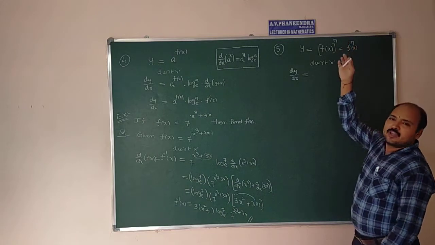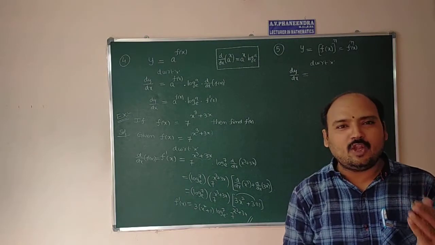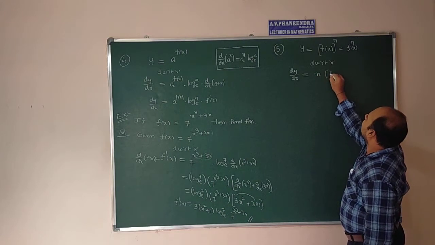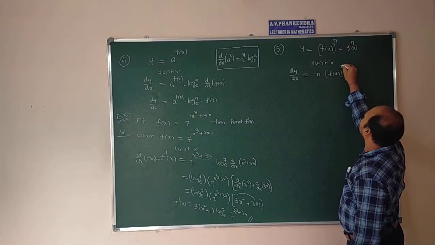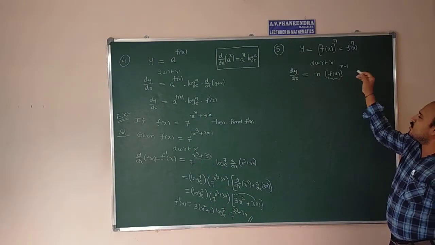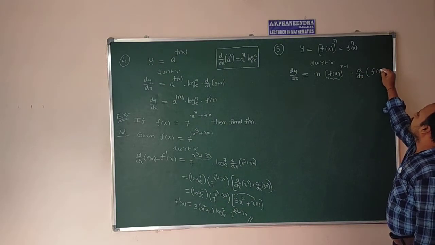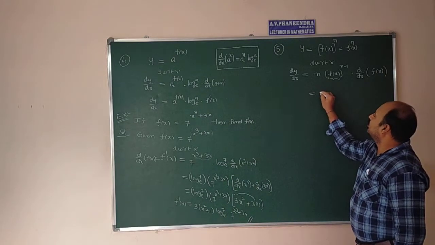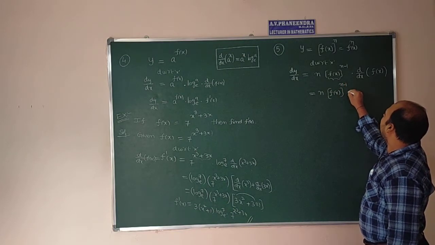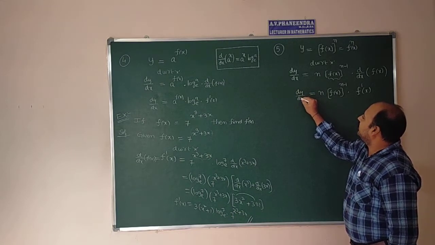F of x whole power n. It is in the form of x power n. D by dx of x power n, we know that n into x power n minus 1. In the same way, n into f of x whole power n minus 1. We cannot stop till here. After that, whatever the function is here, that function you have to differentiate into d by dx of f of x. So which is equal to n into f of x whole power n minus 1 into d by dx of f of x is f dash of x. We'll take one example based on this concept.